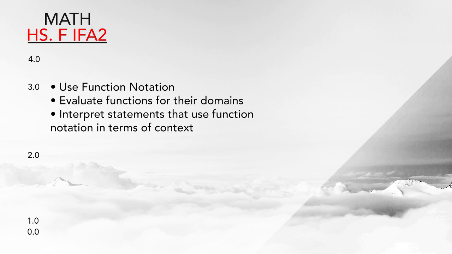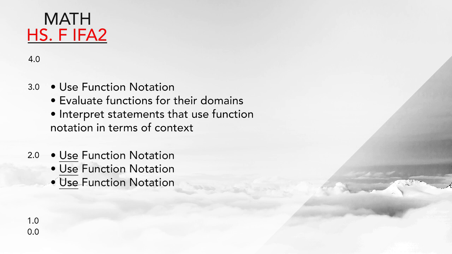This is exactly the same difficulty level, but a student could use or do just one of these. Remember, for 3.0, they must do all three at once. But what if I have a question where they just use function notation? Well, then in that case, that is a 2.0 item. So in that story, I have to have an exact copy.